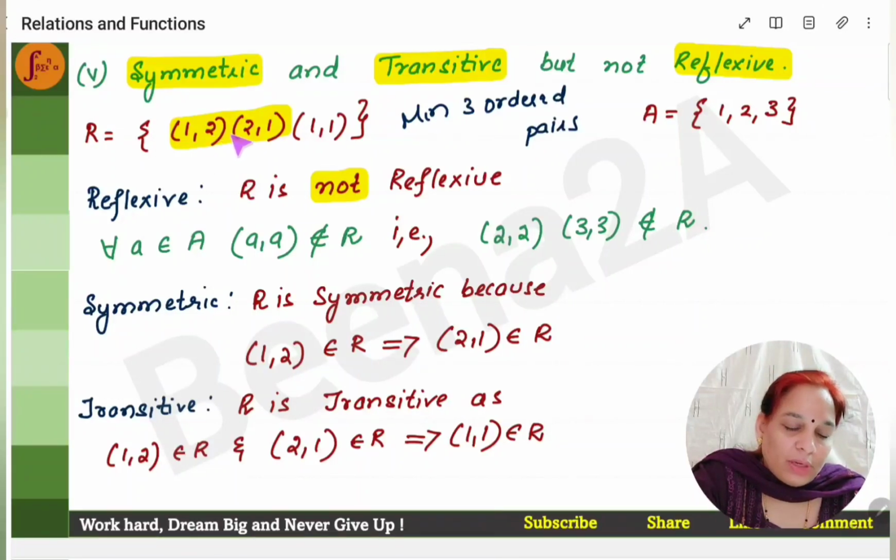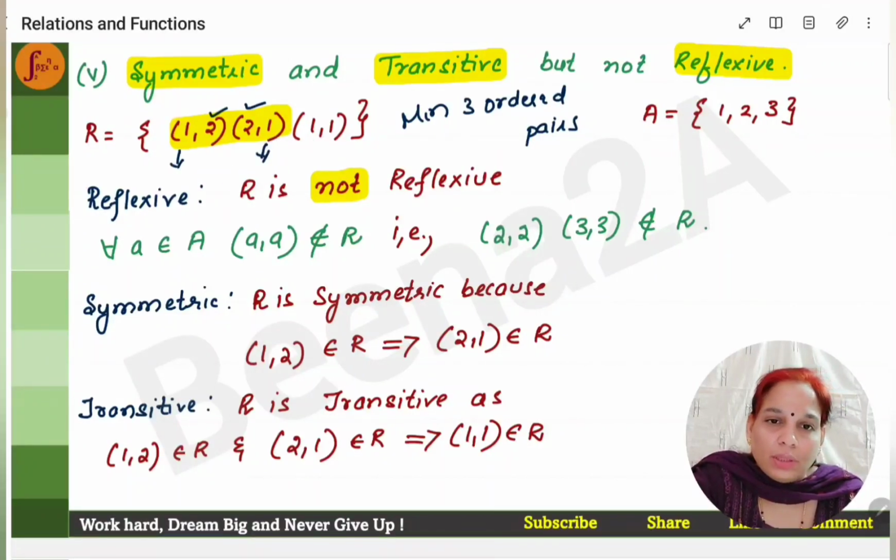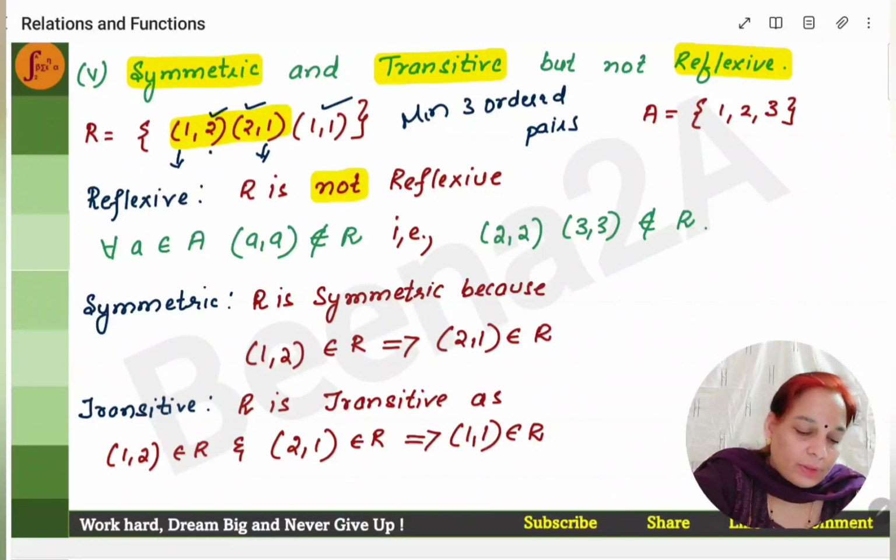Here you look at the common elements. You have 2 and 2 common. So you have to take the first and fourth as the third ordered pair. So it should be (1, 1). (1, 1) is there. Therefore, this relation is transitive. Do you see any other ordered pair which has a common element? The second element and the first element should be common, like this, 2 and 2.